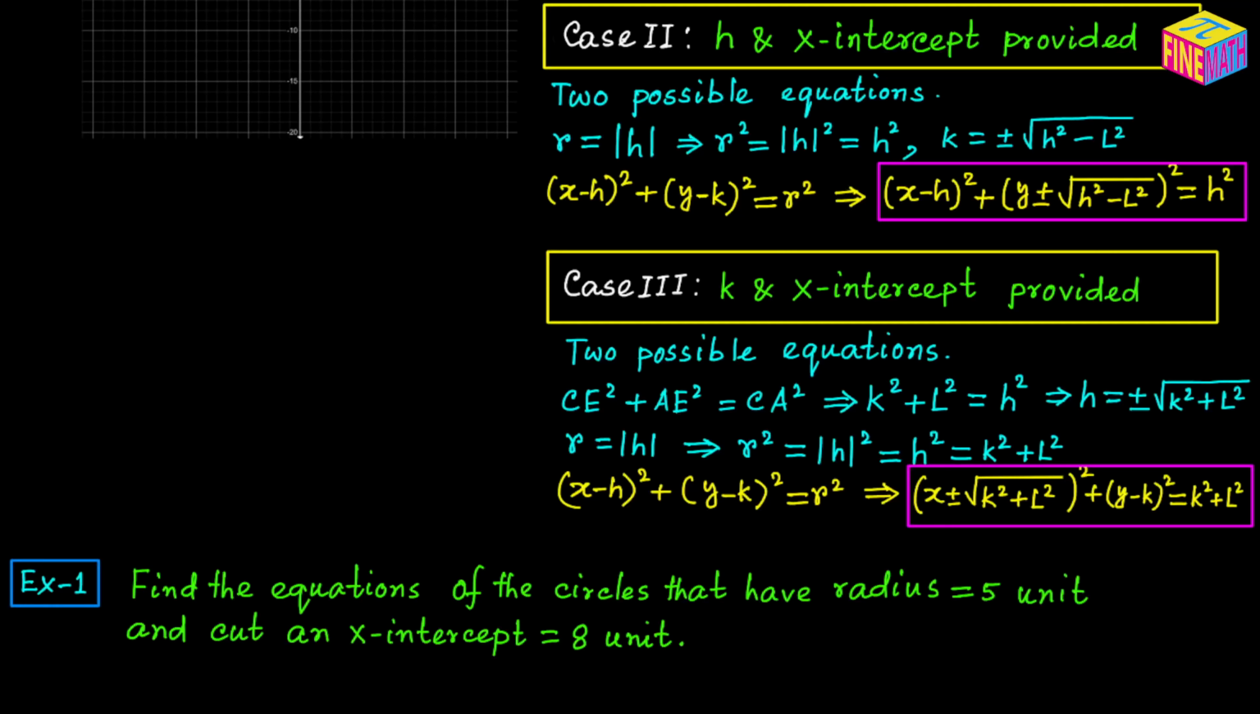Here we have the first example that says: find the equations of the circles that have radius equals 5 unit and cut an x-intercept equals 8 unit. So we have been provided with the radius and the x-intercept, and this is actually the same as the first scenario that we have already discussed in this video. We have been provided with the radius and the x-intercept, so there are actually 4 possibilities. Now let's try to solve it.